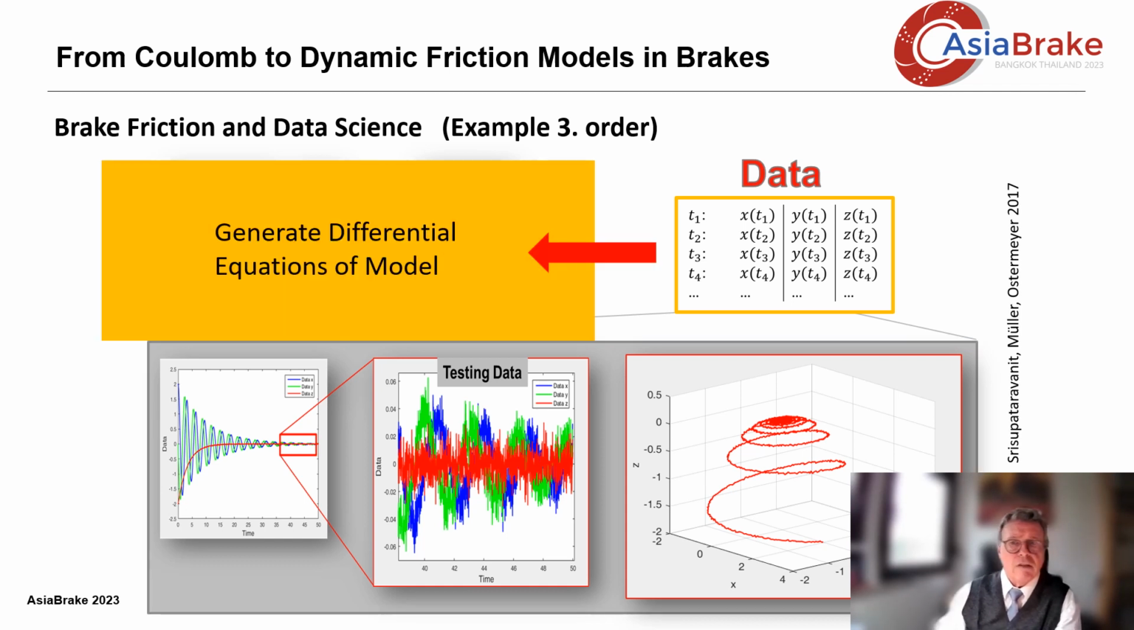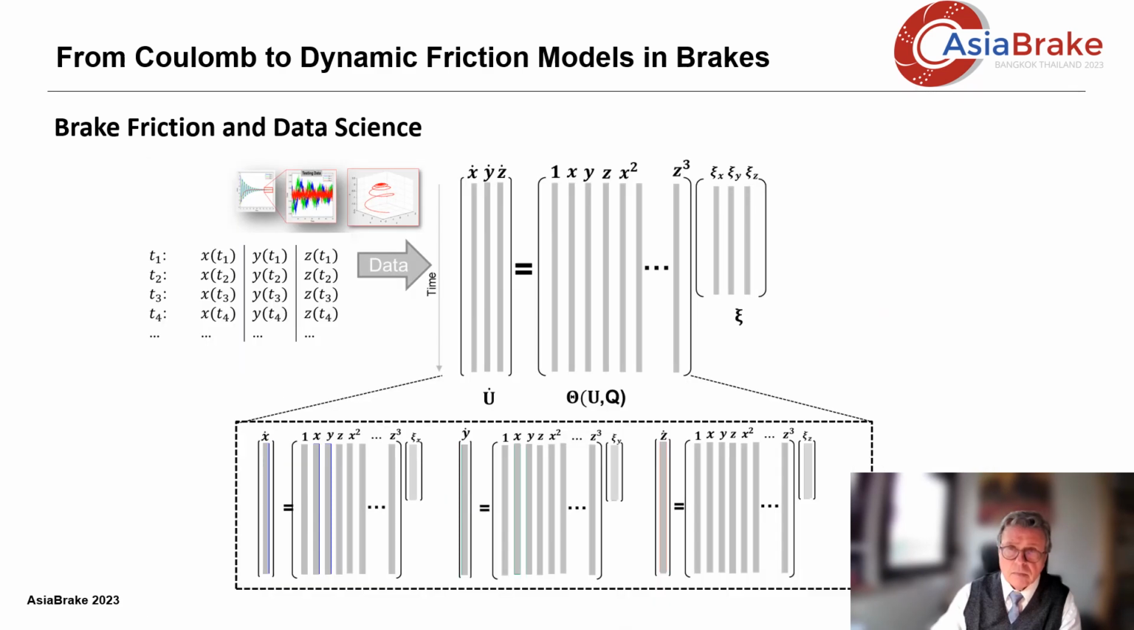Now we completely forget the equations and ask if we can get a dynamic model only from the data below. For this, we have to differentiate the time series numerically in x, y, and z. We fill the matrix with our measurement data. We bring in further functions: x, y, z, and further functions like x squared here and 1.